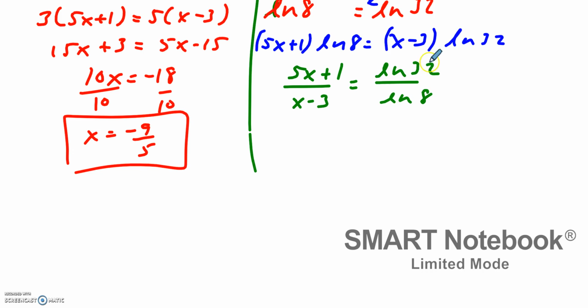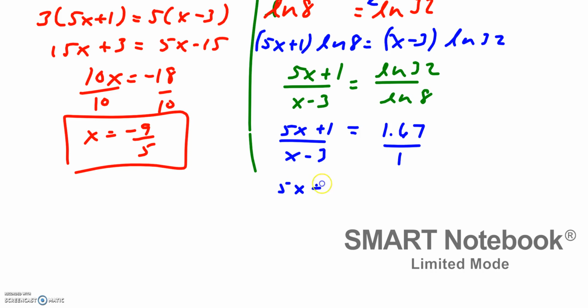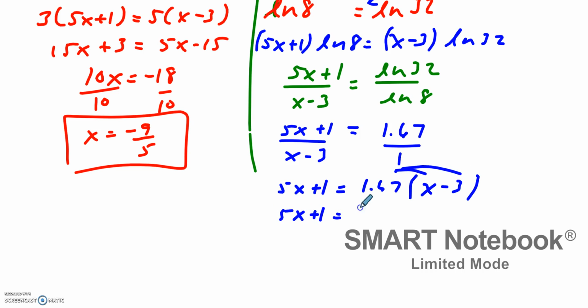So what I do at this point is actually divide these two things so the cross multiplication is easier. So you do ln of 32 divided by ln of 8. That's 1.67 repeating, or 1.6 forever, equals 5x plus 1 over x minus 3. And you think of this as over 1 because you divided these two. Now it might be easier to cross multiply. So you have 5x plus 1 equals 1.67 times x minus 3. Then you could distribute this in. 5x plus 1 equals 1.67x minus 5.01.